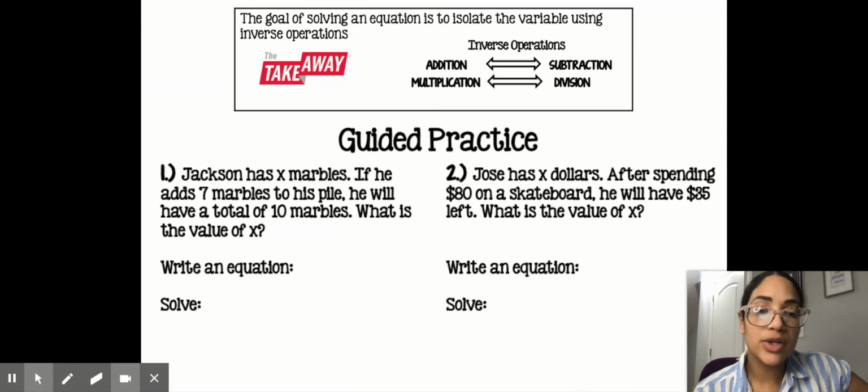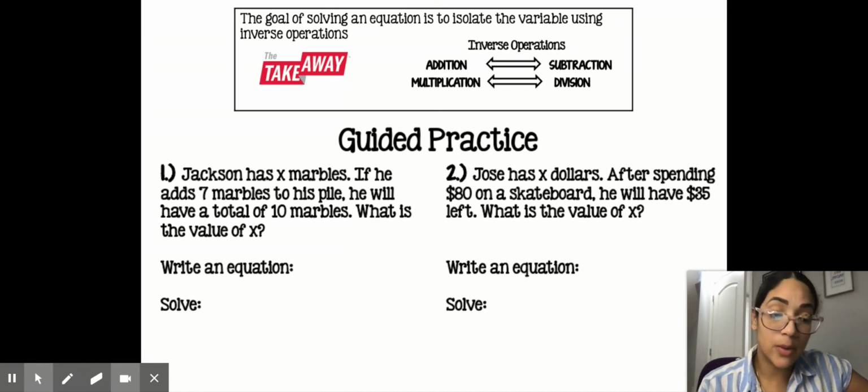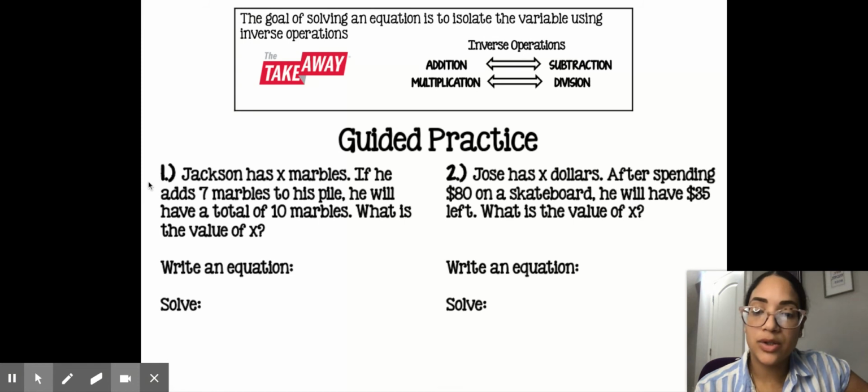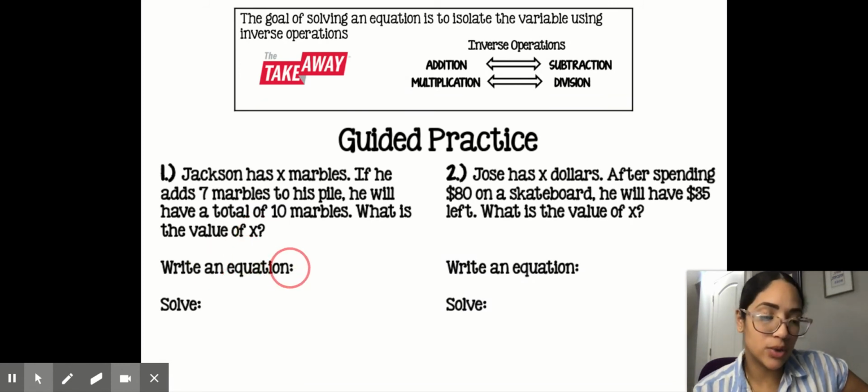Okay, I want to show you guys a couple word problems because you are going to be asked to look at some word problems and then represent it with a one-step equation and solve, okay? So problem 1, Jackson has X marbles. If he adds 7 marbles to his pile, he will have a total of 10 marbles. What is the value of X? Okay, so we have to write an equation to represent the situation.